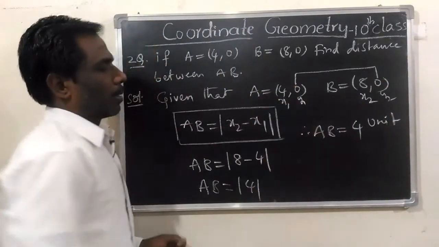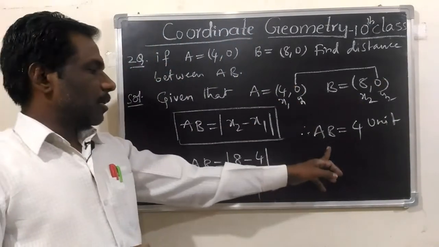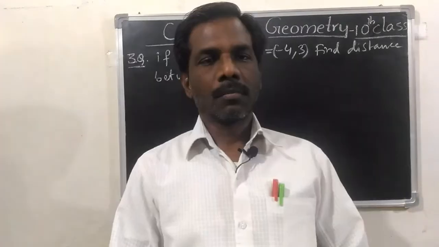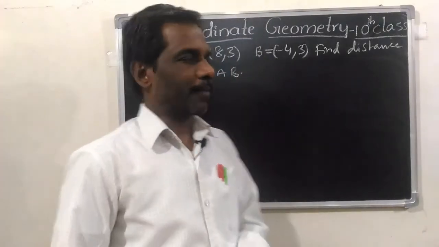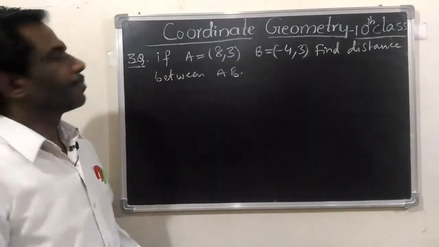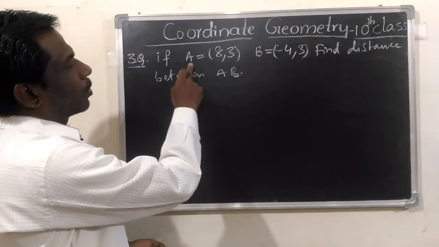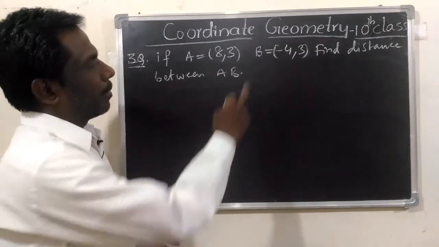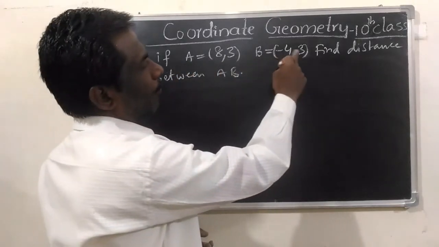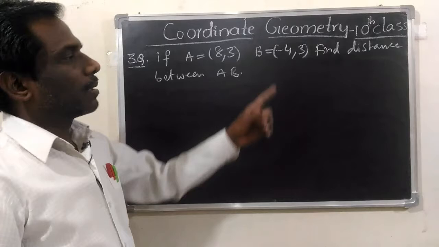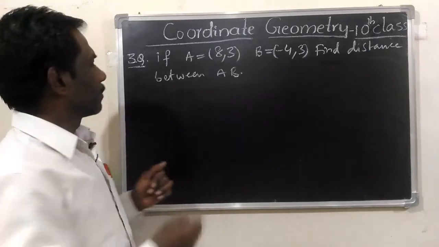Therefore, the distance between AB is equal to 4 units. Now we have one more question. Third question. If A equals (8, 3) and B equals (-4, 3), find the distance between AB.